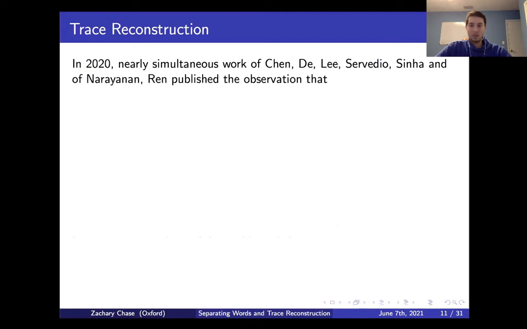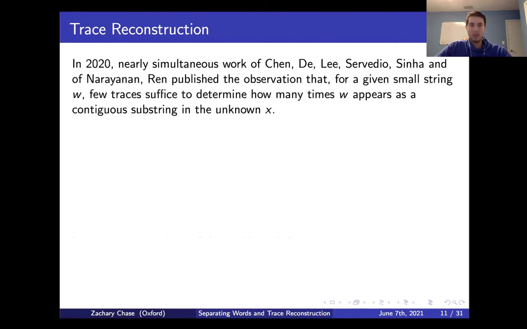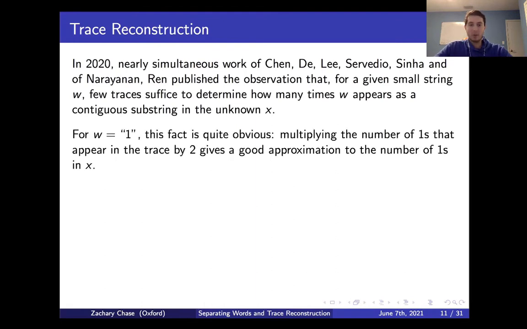Okay, and in 2020, nearly simultaneous work of Chen, De, Lee, Servedio, Sinha, and Narayanan, and Ren published the observation that for a given small string w, few traces suffice to determine how many times w appears as a contiguous substring in the unknown x. So by contiguous substring, I just mean a contiguous substring. For w equals 1, this fact is quite obvious. Multiplying the number of 1s that appear in the trace by 2 gives a good approximation to the number of 1s in x.